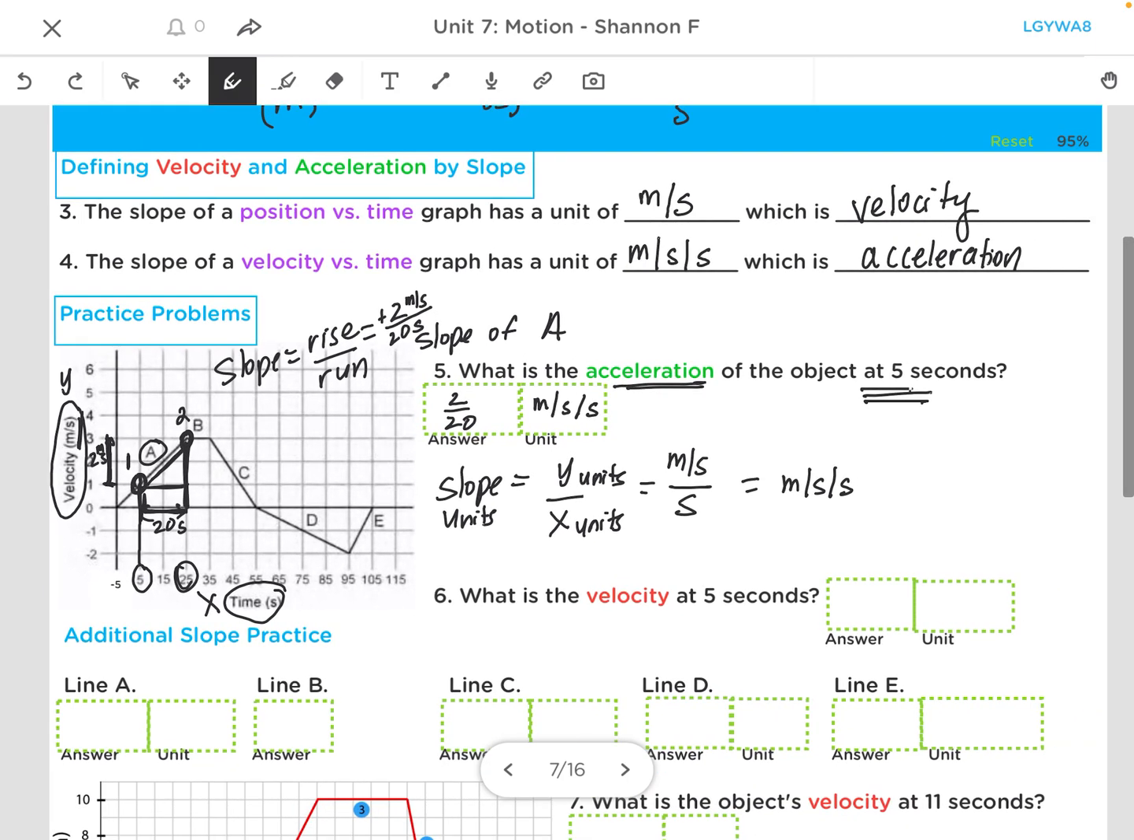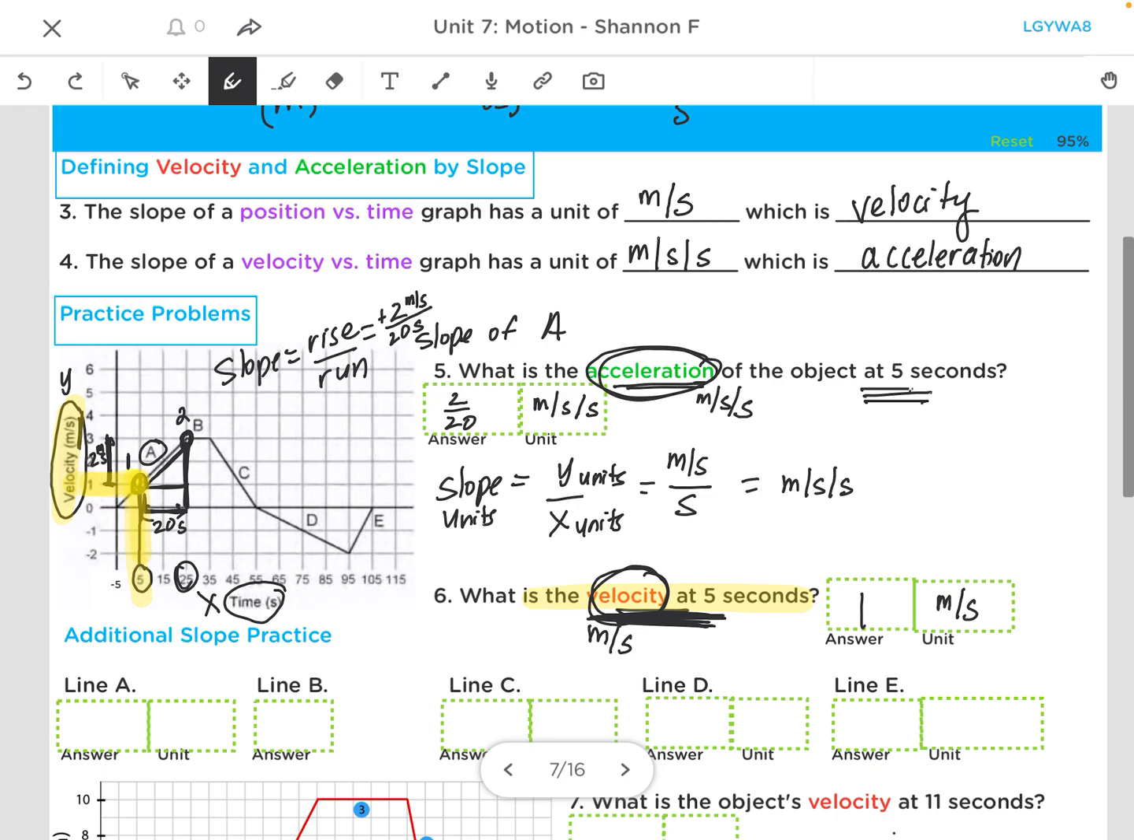If I was asking for the velocity at 5 seconds, the velocity from a velocity time graph, that's a little tricky. The velocity at 5 seconds, I would just look at the y-axis. The y-axis is telling me my velocity is 1. So my velocity is 1 meter per second. Whenever they ask for velocity, the unit should be meters per second. Whenever they ask for acceleration, the unit should be meters per second per second.